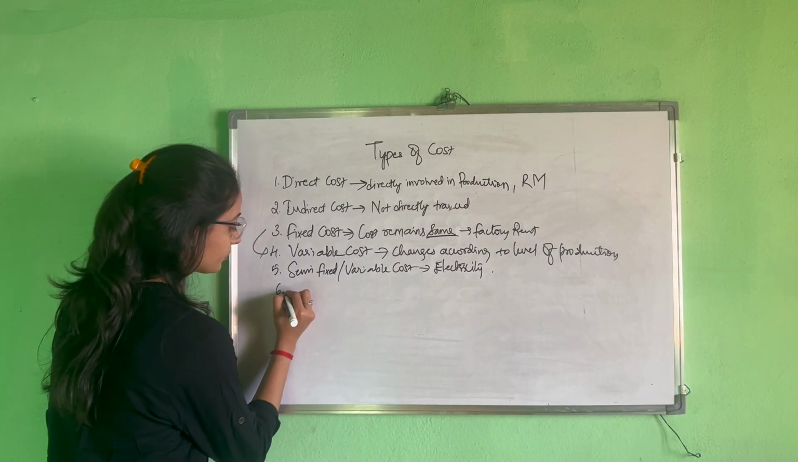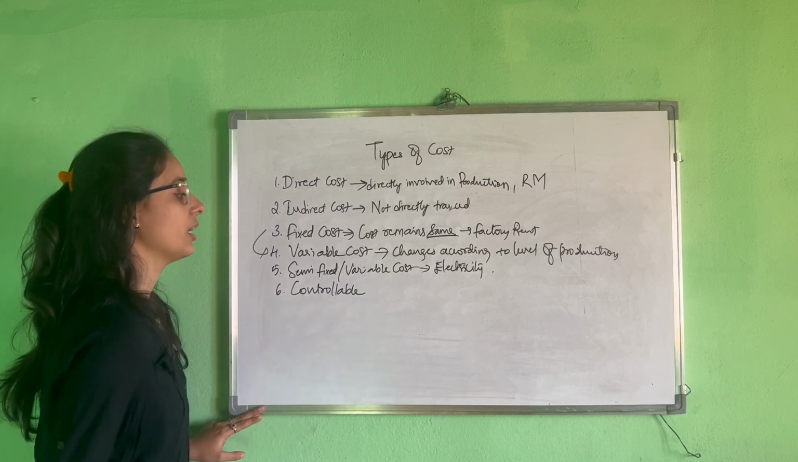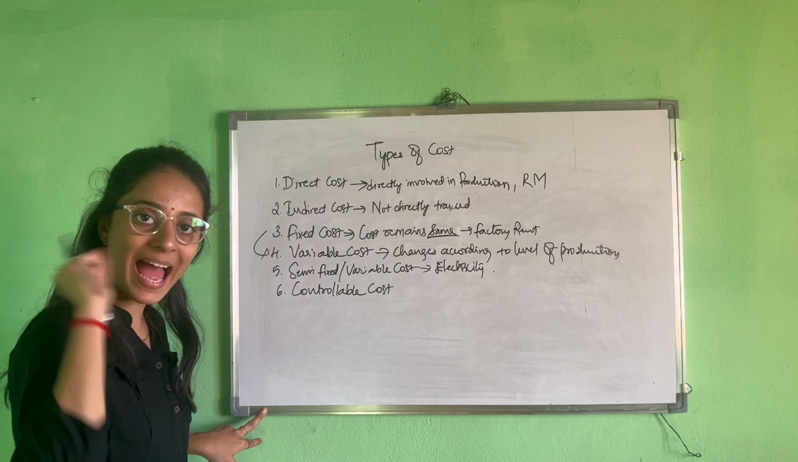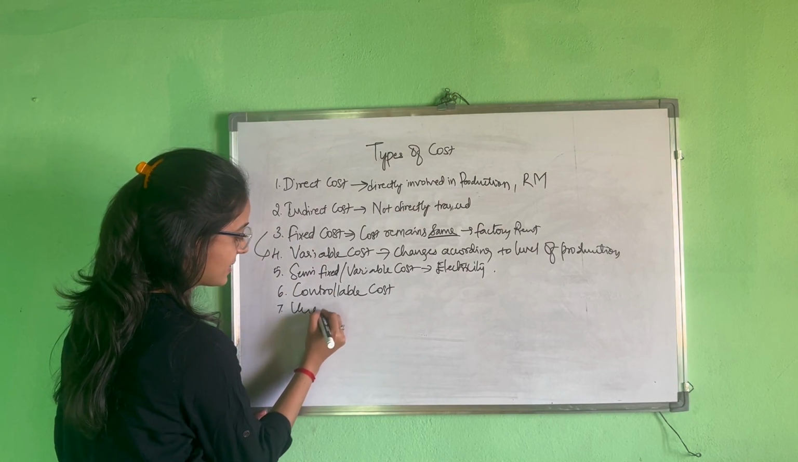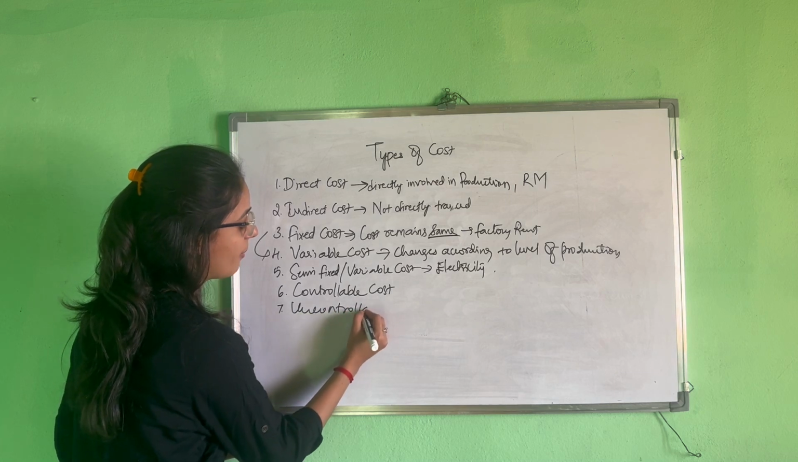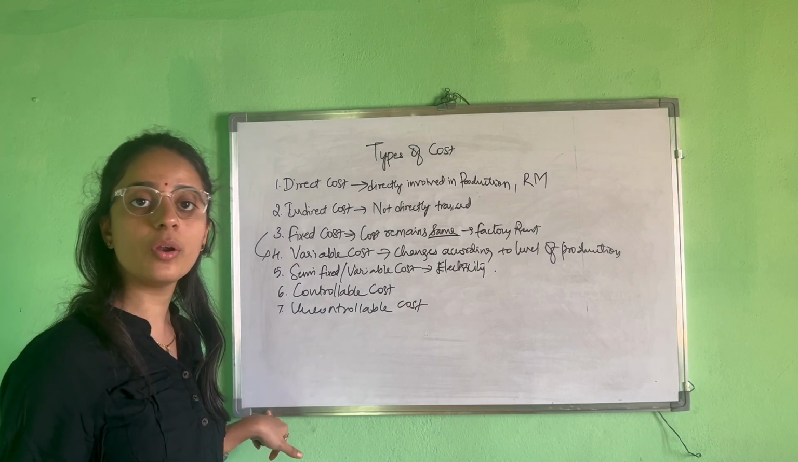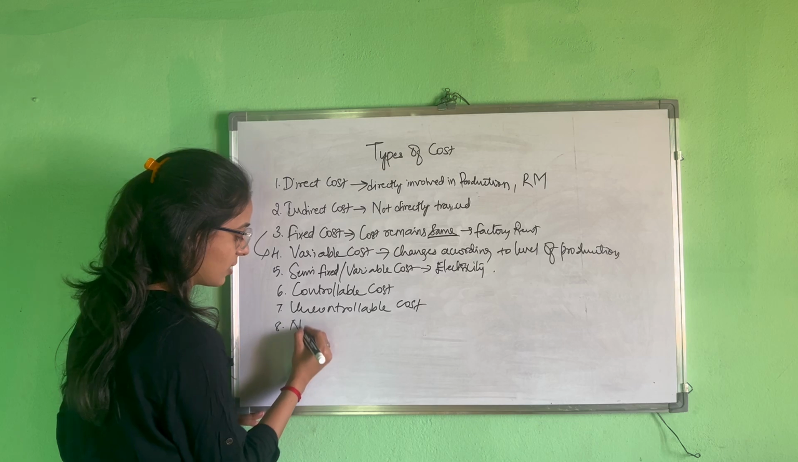Next comes controllable cost. Controllable cost. So the cost which you can have a control over is nothing but controllable cost. Next is uncontrollable cost, where we have no control over, where the management has no control over. Uncontrollable cost.